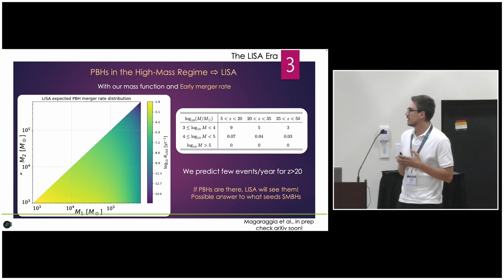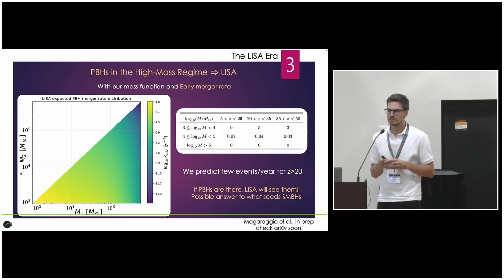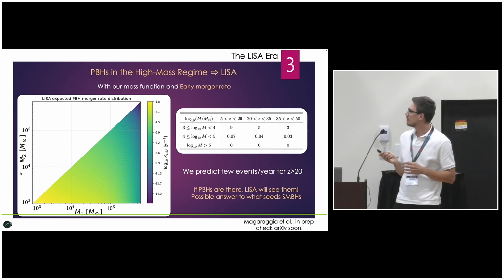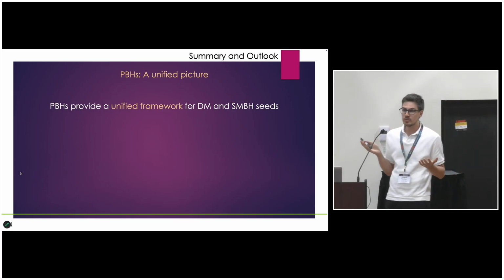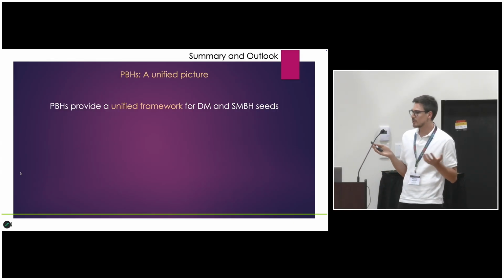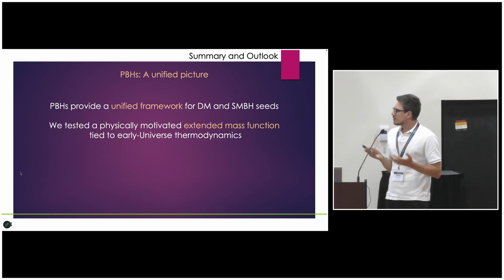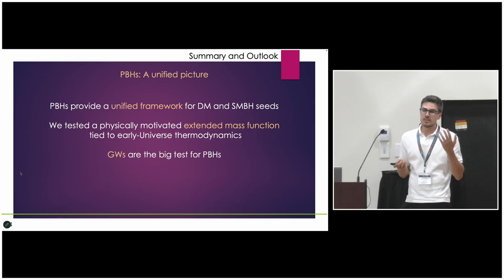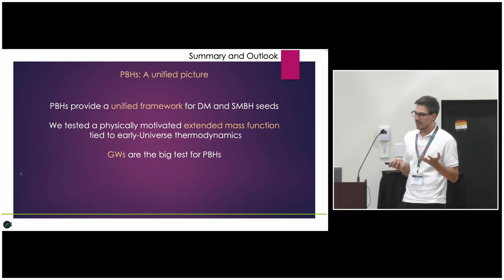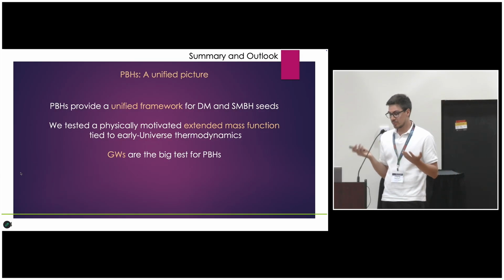So that could be a possible answer to what seeds the supermassive black holes and also dark matter. Primordial black holes offer a unified framework, so we can explain at the same time the dark matter and the supermassive black hole seeds. We tested our physically motivated mass function. Remember that it's extended, so it can avoid the constraints. We tested it in the low mass regime with LBK data. It seems compatible. We also made some predictions with LISA.